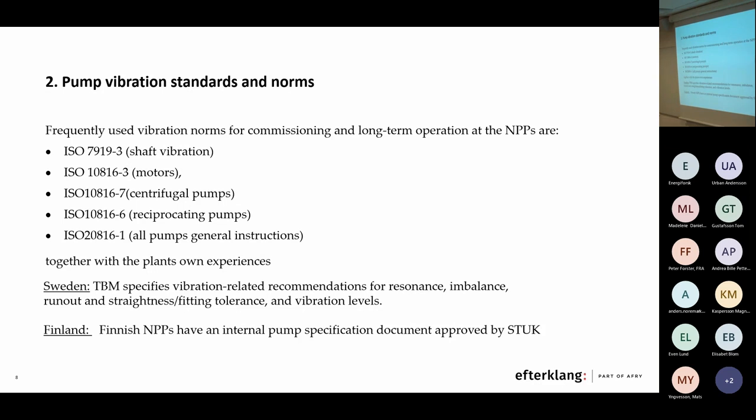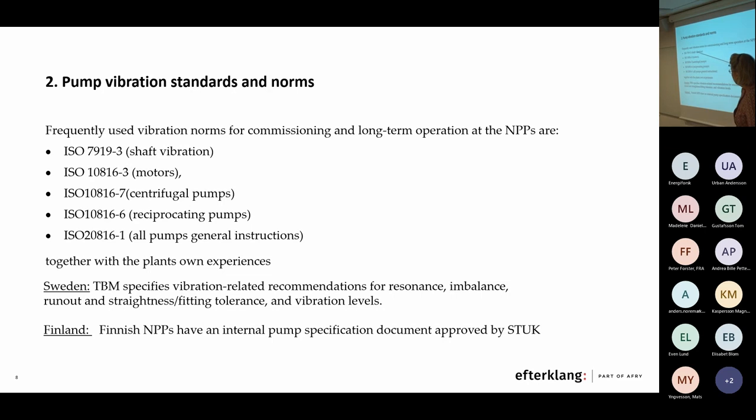Then that's why we want to have some guidelines and norms and standards to see if they fulfill these requirements or not. And it's very good to have requirements and standards and norms when you do commissioning for new pumps. Just shortly, we have a full chapter about all this, but there are minor differences between the Finnish sites and the Swedish sites. They work with different technical documents, but to sum up, they work with the same standards and norms.